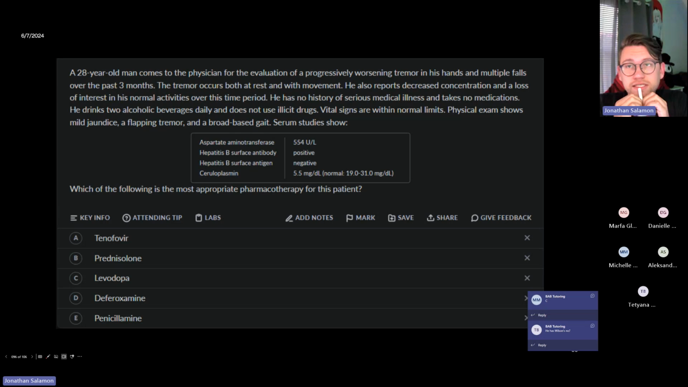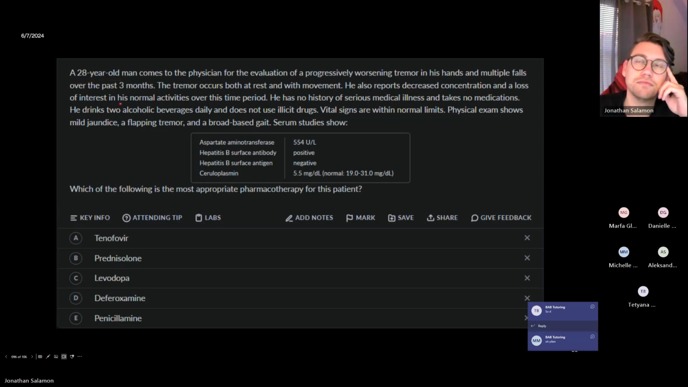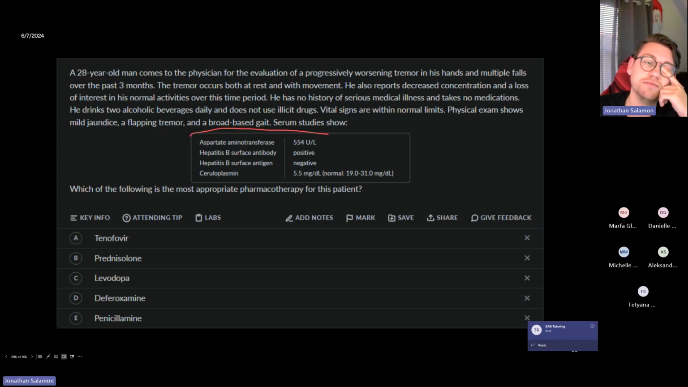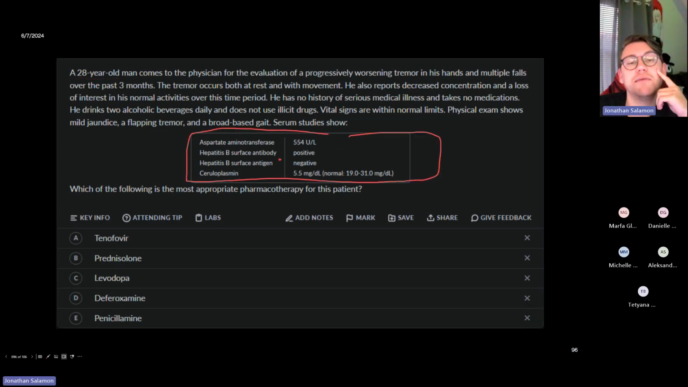This is Wilson's disease. Why is it Wilson's disease? Well, he's 28 years old. He's 28. So D, no, not D. He's 28 years old, so it can only really be Huntington's or Wilson's disease, right? They give you these labs. They tell you that his Hep B surface antibody is positive. His AST is through the roof. Does this person have hepatitis B?